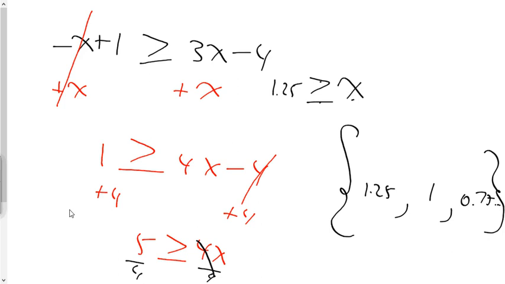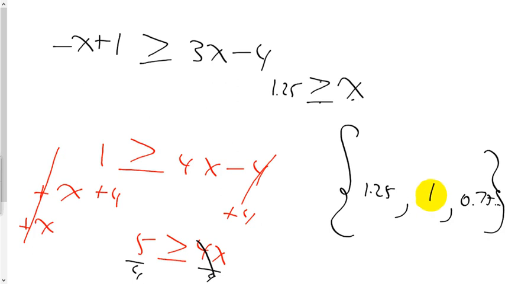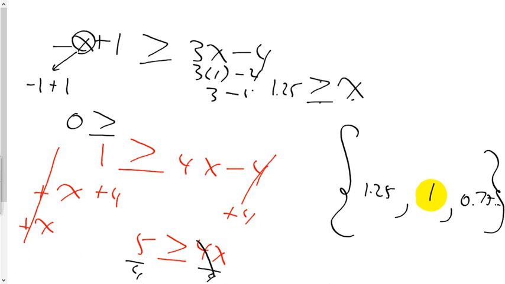Oh, I did forget to verify, didn't I? So let me just pull this down here. Of the 3 numbers, I'm going to choose to verify my solution with the middle one again, 1. So changing x to 1, the left side is negative 1 plus 1, which is 0. On the right side, changing x to 1, I get negative 1. Is 0 greater than or equal to negative 1? Yes, it's greater than negative 1.